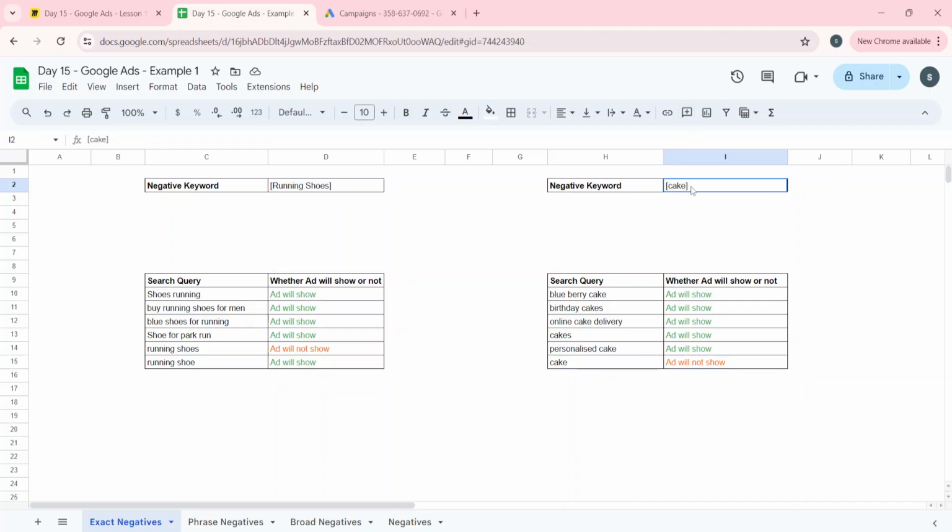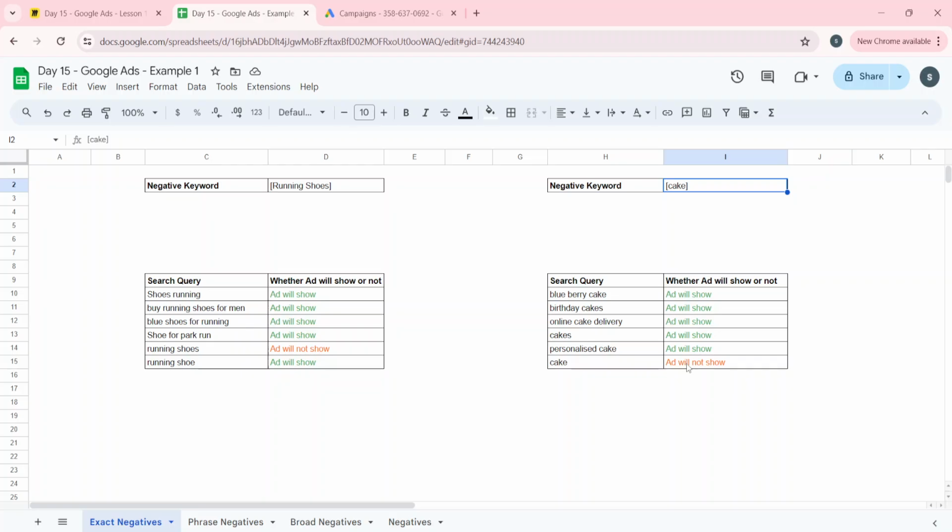This cake and this cake are exactly matching. So there are no extra words before or after this keyword, or before or after this search term. So exact means exact. That's it. It should match exactly. So you are getting me right. There should not be any extra words or any extra letters.